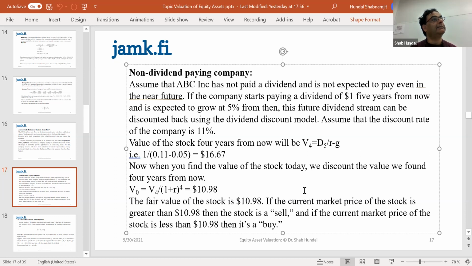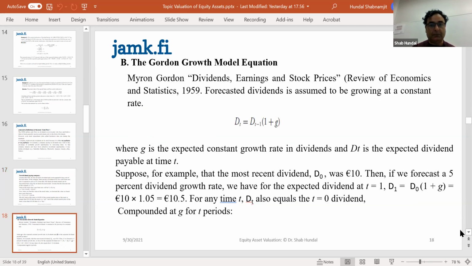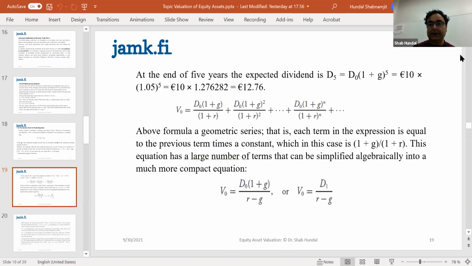Is it? But be careful about this phrase R, the rate of discount, which is the required rate of return, which is the CAPM rate of return, and G is the rate at which the company's dividend can grow. And this is, as I said, the Gordon's model we basically use.